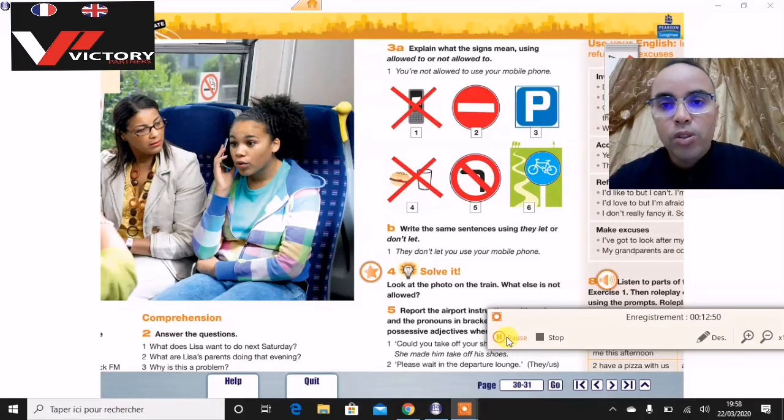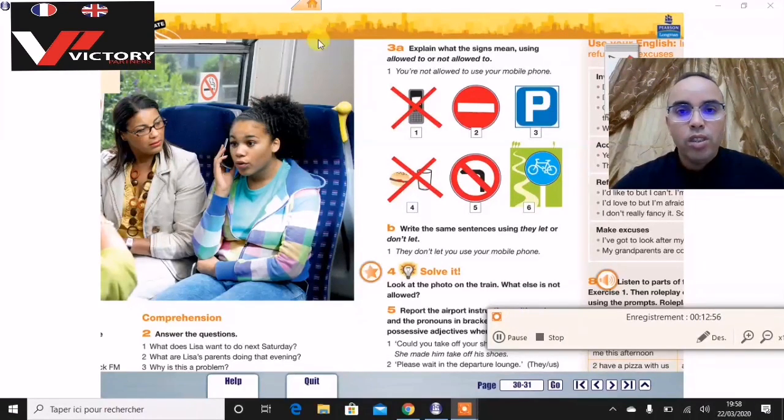Okay, let's go back to our course book to practice more of what we have just seen. The exercise here, number 3A, says, explain what the signs mean, using allowed to or not allowed to. As you can see here, number one, we have got a photo of a mobile phone, which is crossed out. This means you are not allowed to use your mobile phone. So you are going to discover what the other signs mean.